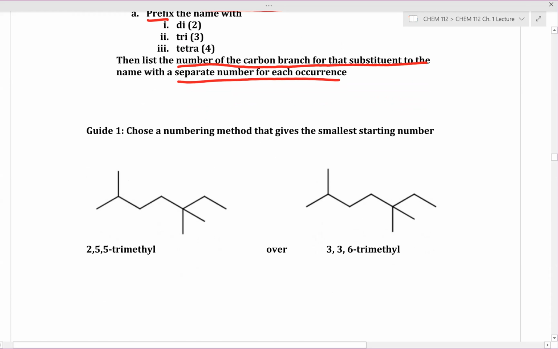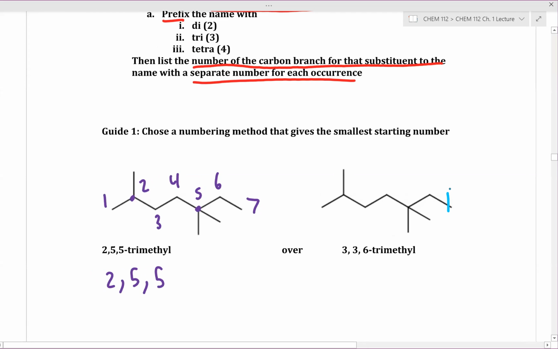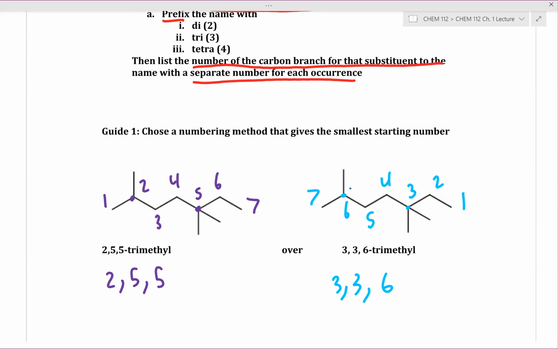So for example, counting from left to right, our substituents are at carbons 2, 5, and 5. We don't care about the smallest overall set of numbers. We want the smallest starting number. That's it. So we have 2,5,5 trimethyl. That wins out over the alternative counting method, which would give us substituents at carbon 3 and carbon 6. So even though we have a smaller set of numbers on the right, we want the smallest absolute number. So 2 wins out over 3. Does that make sense? And if this first number is the same, that's when you would look at the second one? Yes. You keep going down and you compare each number for the next carbon substituent in the chain.